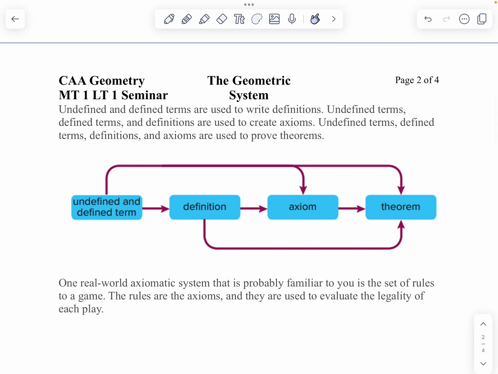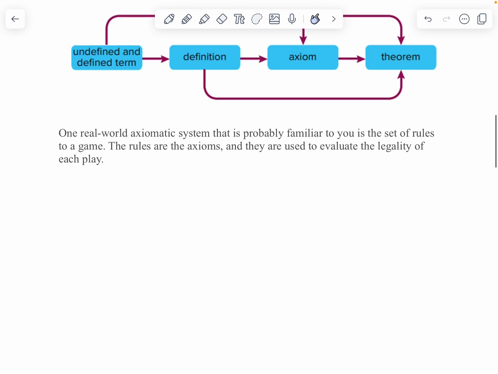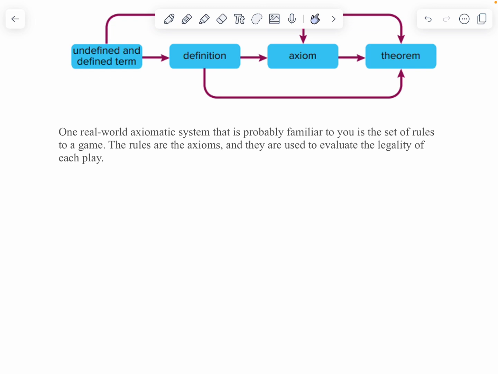So when we have undefined terms, they're used to write definitions. Based on our undefined terms and definitions, we're going to get our axioms, and we're going to take all of those and make theorems. You might think of real-world examples where we have rules to evaluate the legality of a play, like in sports, in football, what is offsides, what's pass interference, things like that.